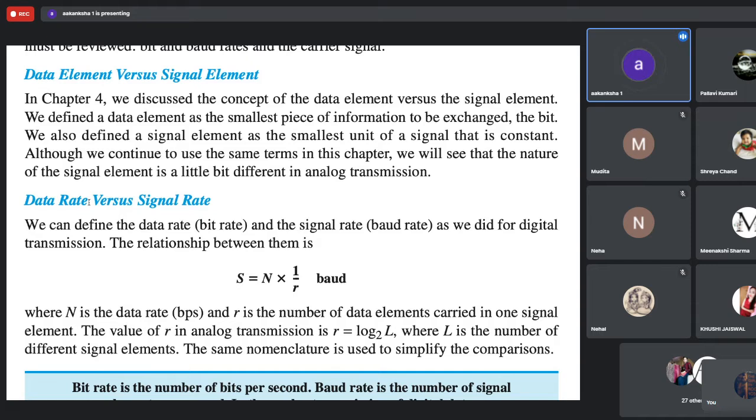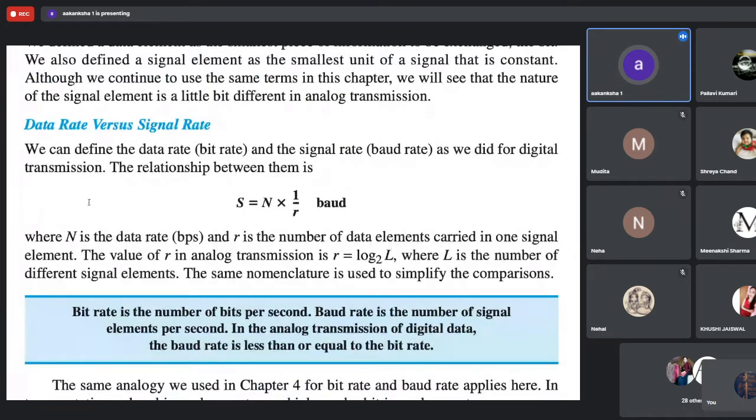So my L here represents the number of different signal elements which can be constructed by either varying amplitude, or by varying frequencies, or by varying phase of the signal. Now the same nomenclature is used to simplify the comparison between these two. So bit rate is the number of bits per second, as we discussed earlier also. Baud rate is the number of signal elements per second. So how many sine waves with different amplitudes can be transmitted per unit of time or per second is known as baud rate.